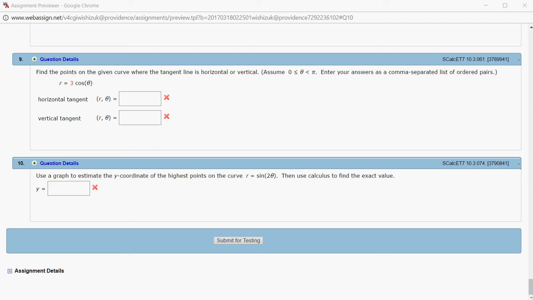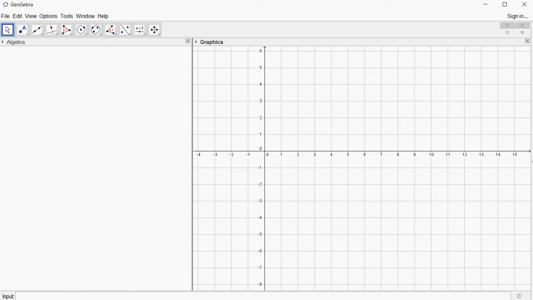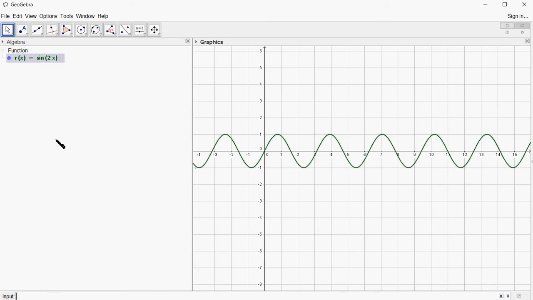First, I'm going to just use GeoGebra to see what it looks like. First, I'm going to define r. I'm going to call it the function r of x, which is equal to sine of 2x, and hit enter. So r of x is defined. I'm going to click this circle here to hide that picture.